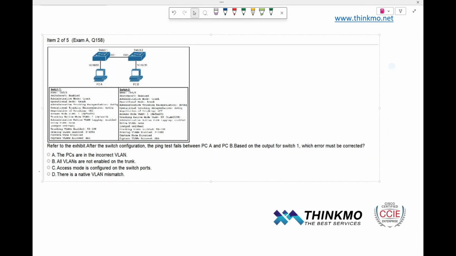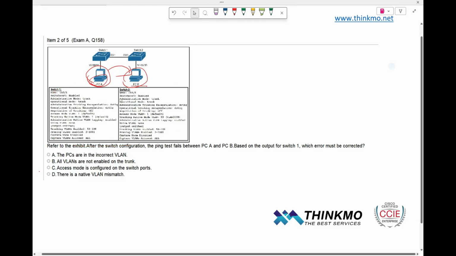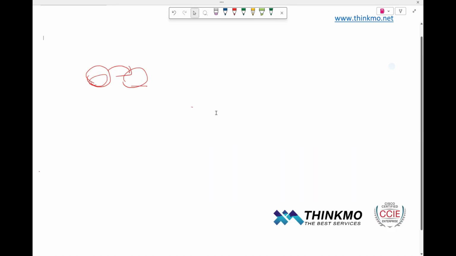The second question asks us to look at this diagram. These two switches, well, these two hosts, their ping test failed. That is, when host A tries to ping host B, the ping fails. Now, based on the output results shown below on the switch, let's correct the error. In other words, let's find out where the mistake is. Where exactly is the problem? The diagram might not be very clear, like this.